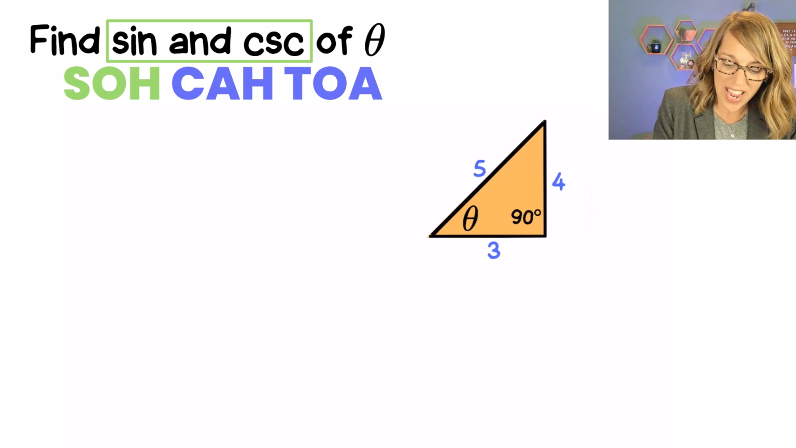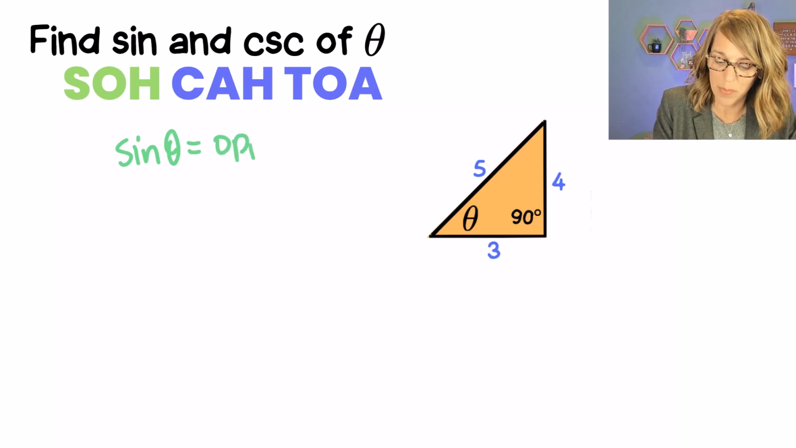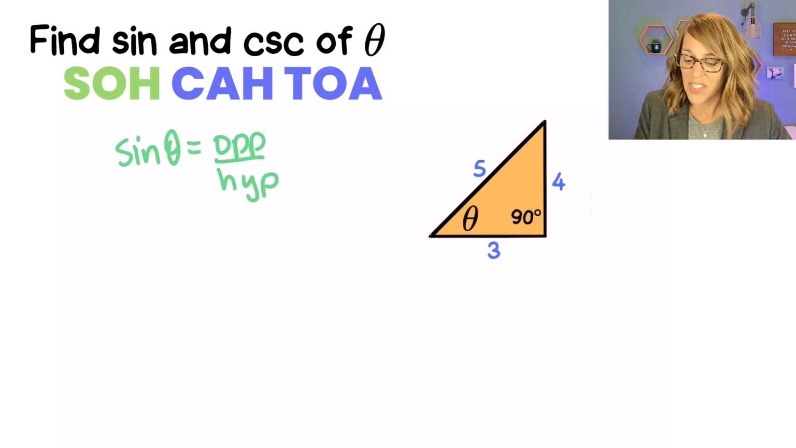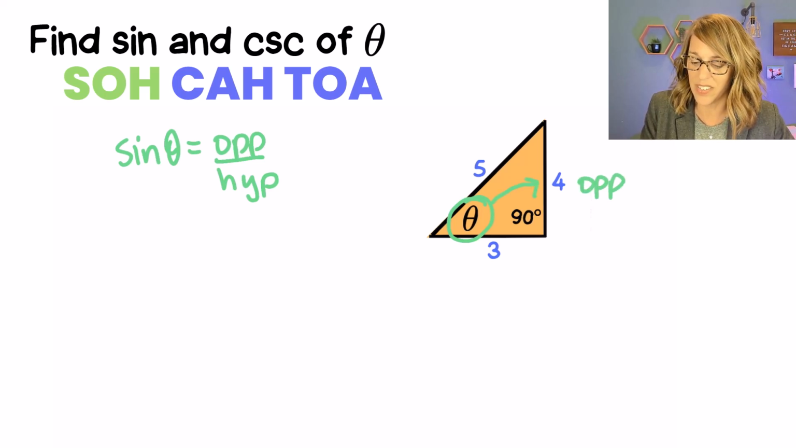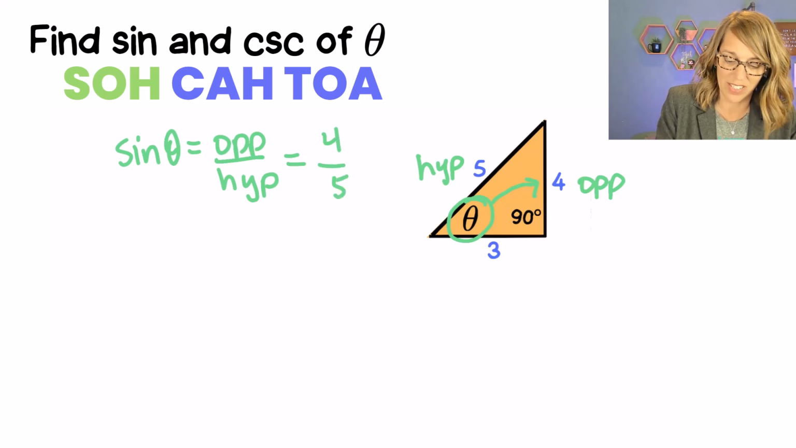That SOH tells us that the sine of theta is equal to opposite for O over hypotenuse for H. So I go and find that angle theta that I'm taking the sine of, and I want the side opposite, which is 4, and I want the hypotenuse, which is 5. So I put that together and I end up with opposite 4 over hypotenuse, which is 5.